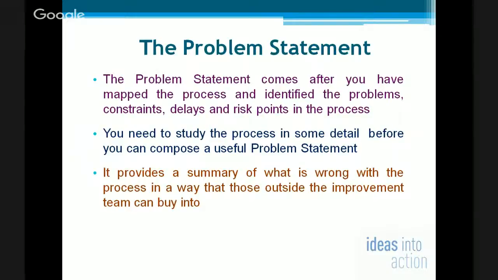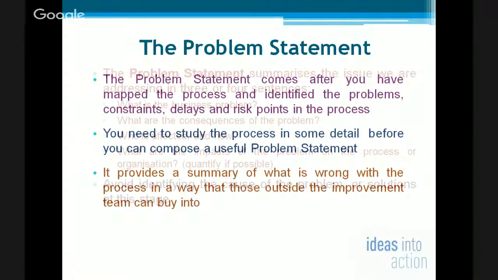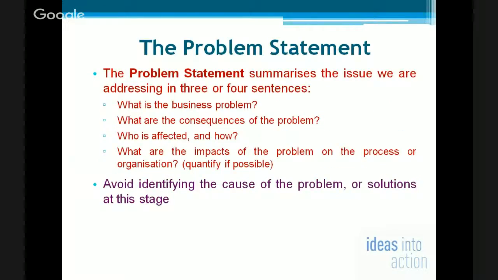And the problem statement provides a summary of what's wrong with the process, in a way that those outside of the team can buy into. It's your definition of the problem and the improvement project that you're making in a way that people outside the project can understand and can engage with. So typically the problem statement will comprise 3 or 4 sentences which describe the problem with the process that you're trying to tackle with your project.